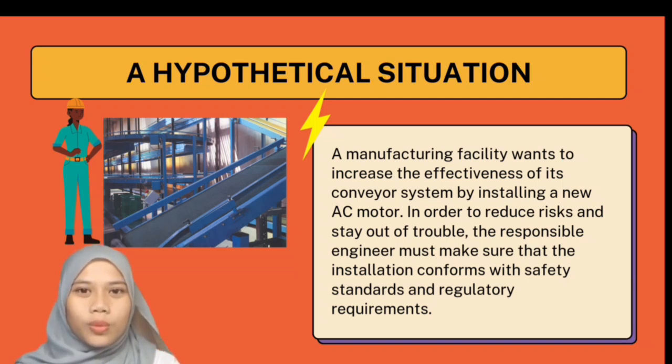B1123104112. I am going to present about a hypothetical situation in which an engineer needs to ensure that a new AC or DC machine installation complies with safety and regulatory requirements. A manufacturing facility wants to increase the effectiveness of its conveyor system by installing a new AC motor. In order to reduce risk and stay out of trouble, the responsible engineer must make sure that the installation conforms with safety standards and regulatory requirements.